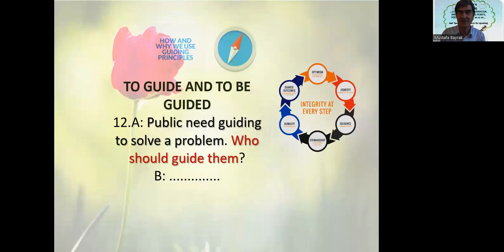To guide, active verb, and to be guided, passive. Yes, to guide somebody, to be guided by somebody or someone else. How and why do we use guiding principles? Okay, integrity at every step of life. Yes, we need integrity at every step of life, every moment. It means that every moment we need dignity and integrity. We need knowledge and compassion, virtue and justice at every step of life. Okay.